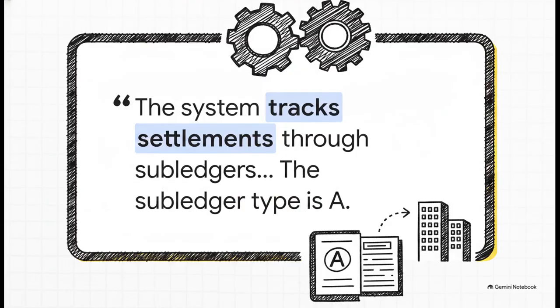If you read the official documentation, it states the system tracks settlements through subledgers. The subledger type is A. In practical, everyday terms, this just means each company involved gets an automatic offset sent to the correct intercompany account. JD Edwards cleanly organizes this whole process by relying on subledger type A, which simply stands for address book.